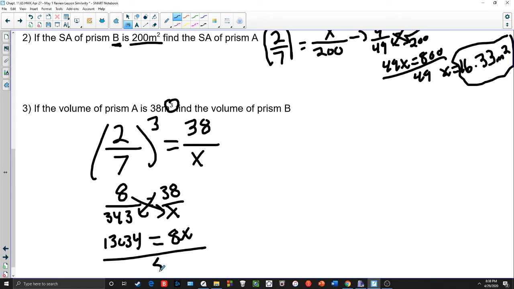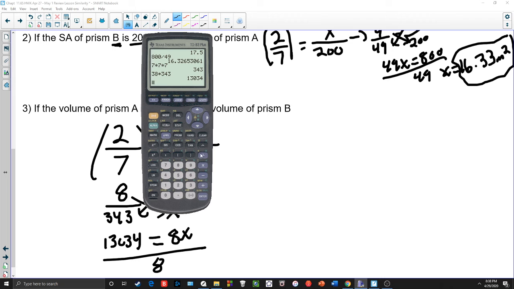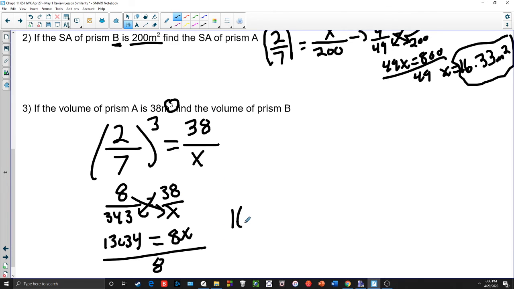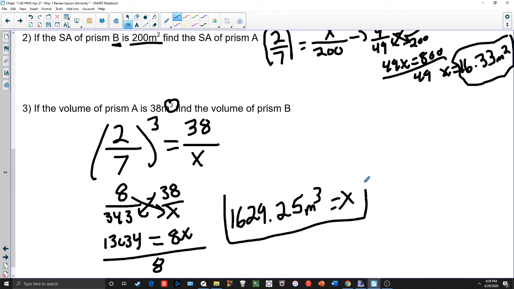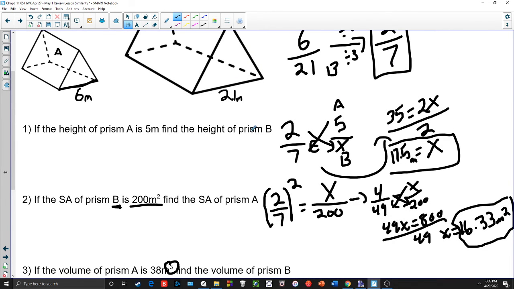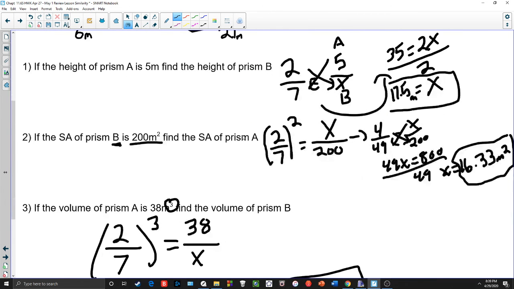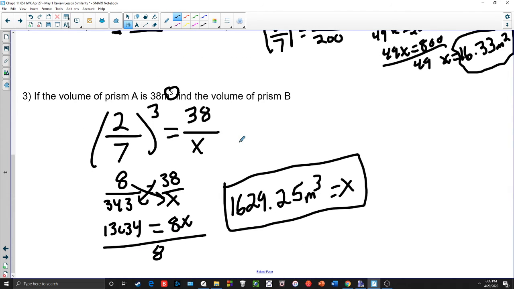And then we divide by 8. So divide by 8, and we get 1629.25. So 1629.25 meters cubed is equal to x. And again, it makes sense that shape B has a bigger volume than shape A, because it's supposed to be the bigger shape, because again, it has the bigger number here. So that makes sense, which means I probably did the right thing here, which I'm pretty sure I did too.